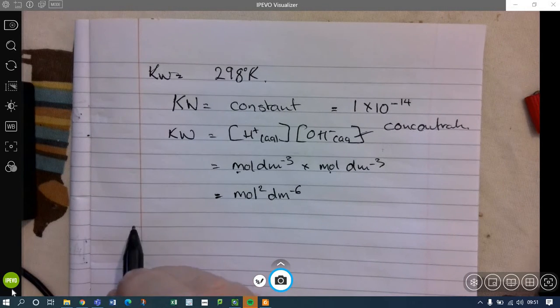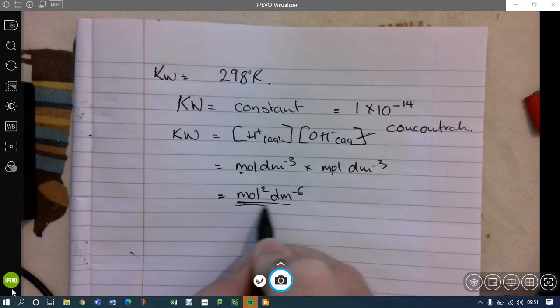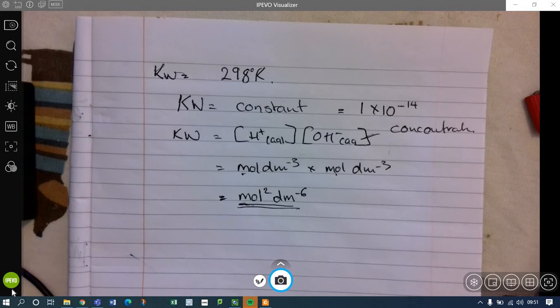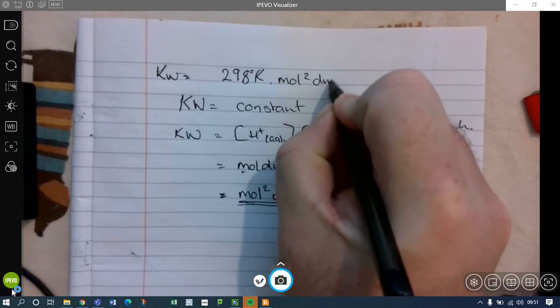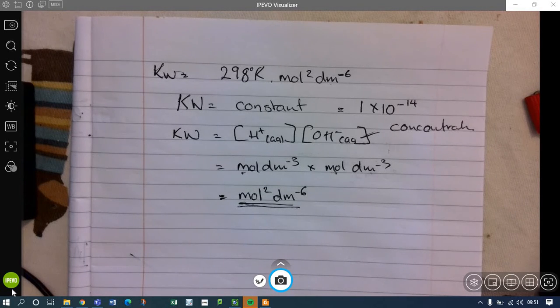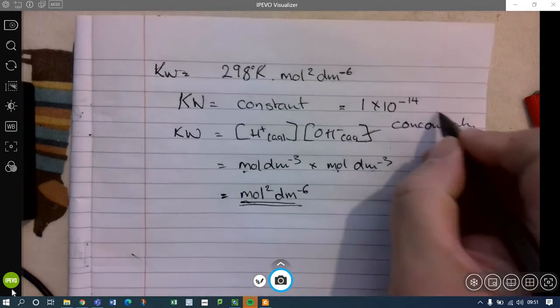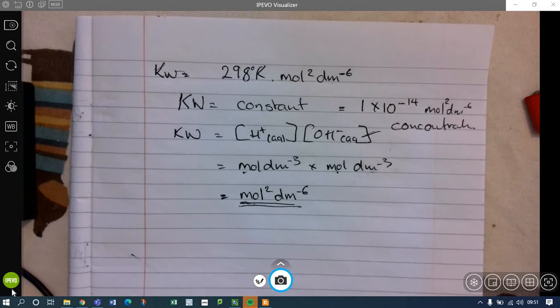If you remember, Kc had different values for every single time. Kw is the same. So when we're looking at Kw it will actually have the units moles squared decimeter to the minus 6. So that's moles squared decimeter to the minus 6. Now, what that allows us to understand is this. Okay, so that'll be moles squared decimeter to the minus 6, 1 times 10 to the minus 14.